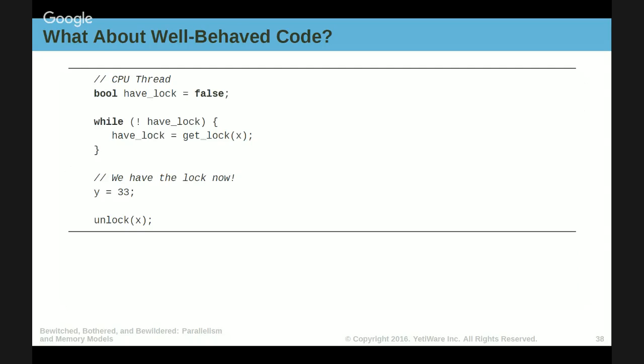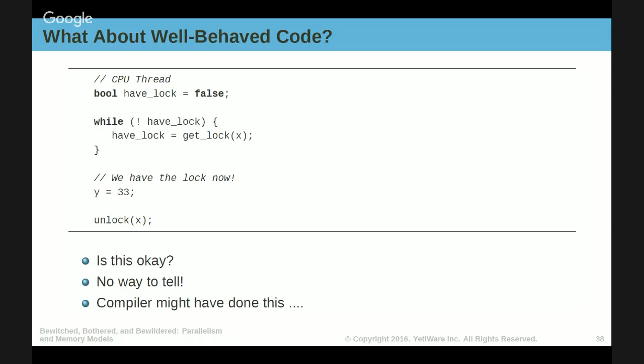So here's well-defined, well-behaved code, okay? In this piece of code, we basically have a Boolean that just checks if you have a lock. So have lock equals false, and then while you don't have the lock, you're going to spin until you obtain it. And when you have the lock, you're going to say y equals 33, and then you unlock, right? People have probably written code like this at some point. So what do you think this code actually does, right?